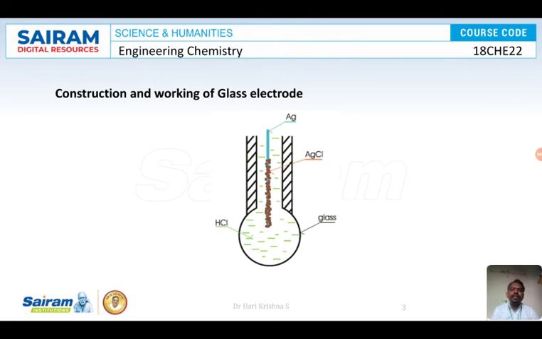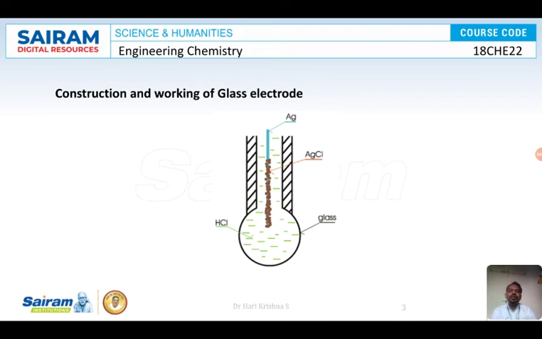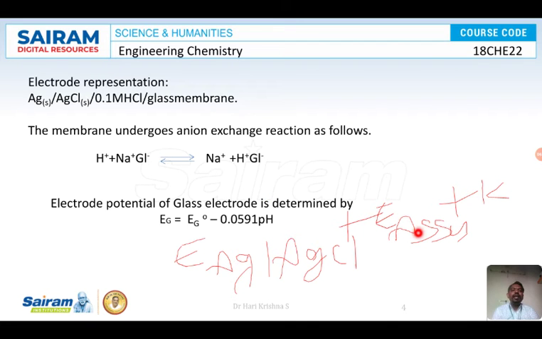Asymmetric potential is nothing but, I'll tell you. The ion exchange reaction occurs until the concentration of H+ ions inside the bulb and outside the bulb are equal. Once both are equal, the boundary potential should be zero, right? But in practice, even when the H+ ions inside the bulb and outside the bulb are equal, the boundary potential was not found to be zero, and that potential is called the asymmetric potential. We're going to consider even that asymmetric potential also.